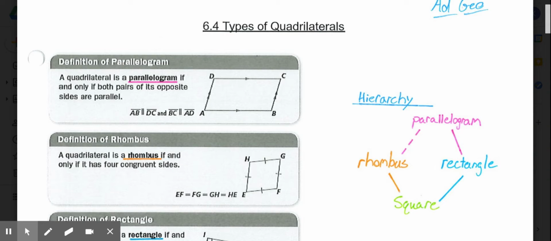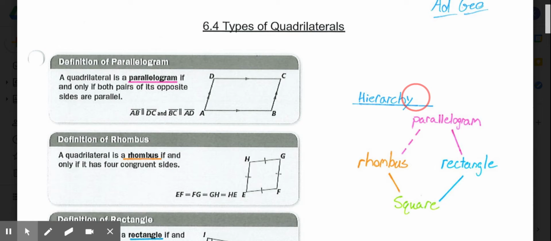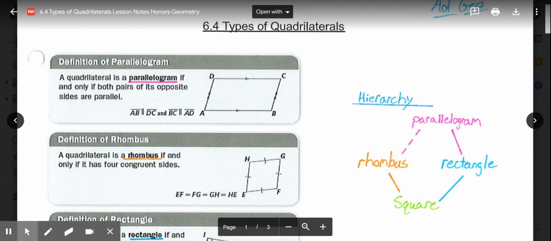Welcome to lesson 6.4, types of quadrilaterals. In this lesson, we'll obviously be looking at different definitions related to quadrilaterals, as well as properties of certain quadrilaterals. So again, what you want to keep in mind is quadrilateral simply means a four-sided plane figure, or a four-sided two-dimensional figure. And then we're going to explore this idea of a hierarchy as well, so we'll come back to this piece on the right.